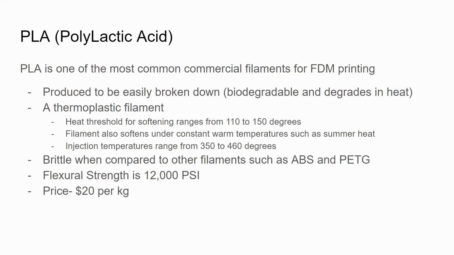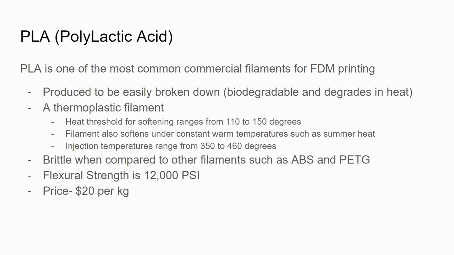Now let's get to our first filament. Here we have PLA plastic. Now PLA is one of the most common commercial filaments for FDM printing. It's produced to be easily broken down. That means it's biodegradable and easily degrades in heat, which means it has lower operating temperatures than other filaments because it's easy to melt. It is a thermoplastic filament, and its heat threshold for softening is 110 to 150 degrees Fahrenheit.